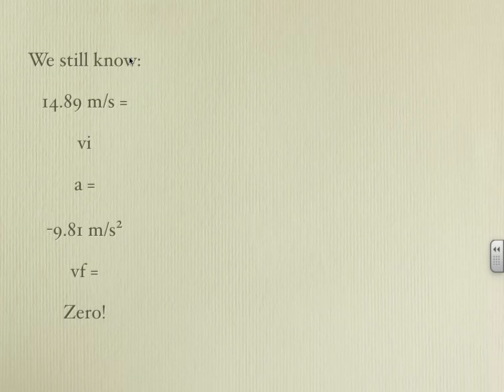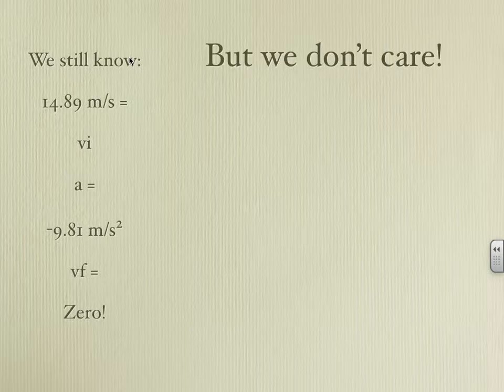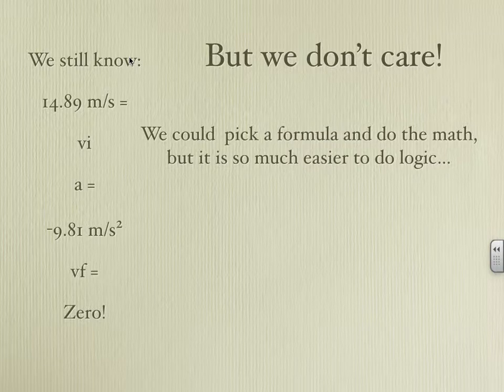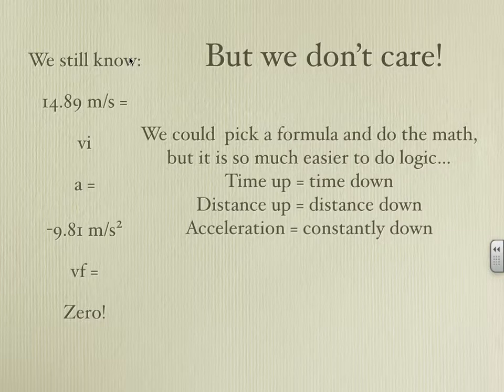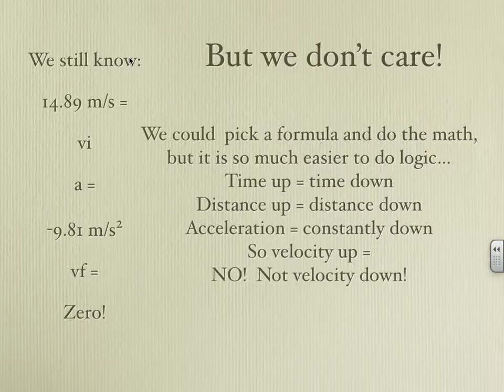So our third question is, how fast is it going when it hits me in the head? We still know our VI and our VF and our A, but this time we don't care about time. Now, we could pick a formula, do the math, and find out what VF is, but it's much easier to do logic. We know the time up equals the time down. We know the distance up equals distance down. We know the acceleration slowing me down on the way up is the same as the acceleration speeding me up on the way down. So the velocity up has to equal... No, not velocity down. It's faster.